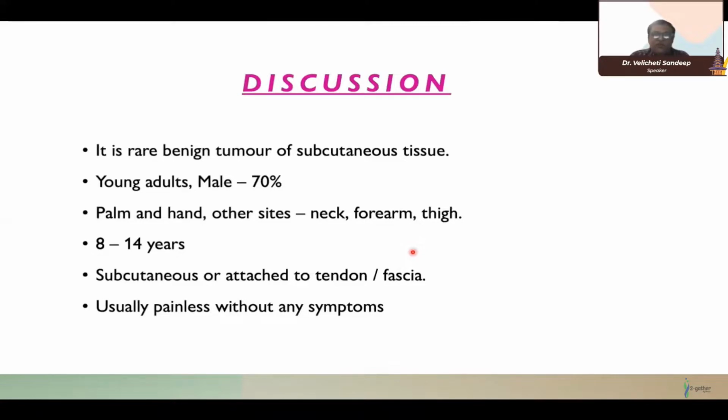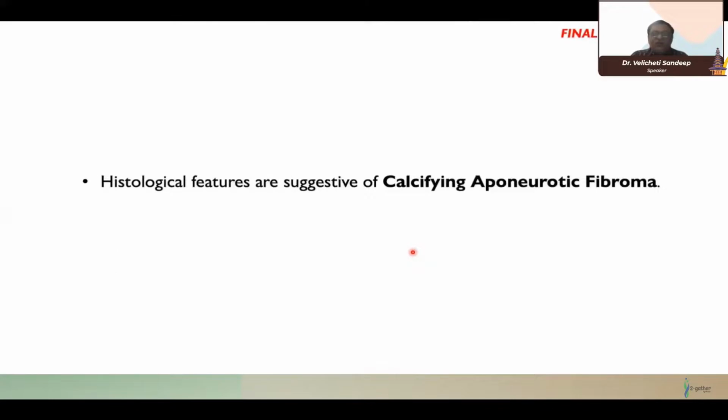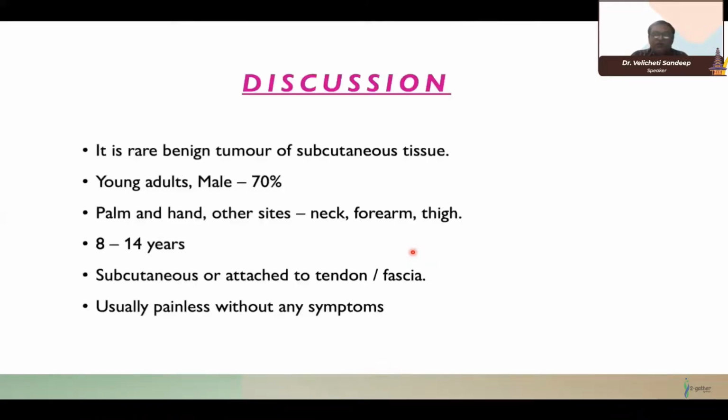So it is basically a benign tumor, commonly in young adults, males predominantly. Palm and hand are the most common sites. Wherever there is aponeurosis and fascia, it can come. It is not necessarily directly attached to aponeurosis. Even tendon sheath, it can get attached. Subcutaneous, usually painless. So young adult, if you see an intermediate signal intensity calcified intensely enhancing lesion, always suspect calcifying aponeurotic fibroma. That is the take home for this.